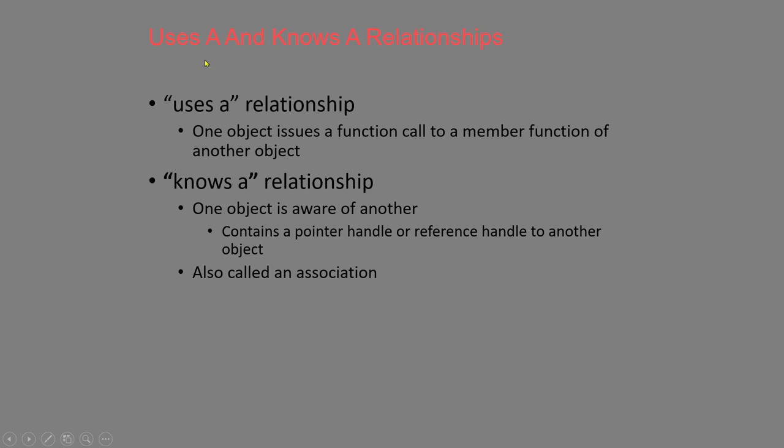Uses a relationship: one object issues a function call to a member function of another object. For example, inside the object, we can call functions of another object. So this is the "uses a" relation. Knows a relation: one object is aware of another. For example, we use a pointer handler or a reference handler to another object, so you can call functionalities of that object by this reference. This is called association. This was all for today for inheritance.